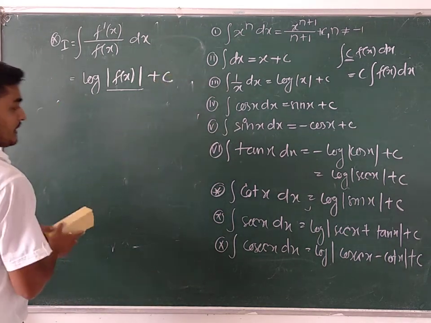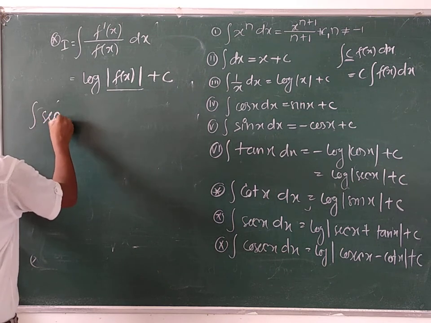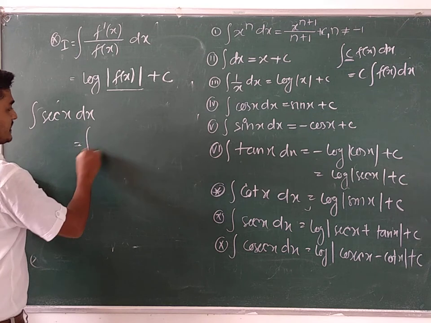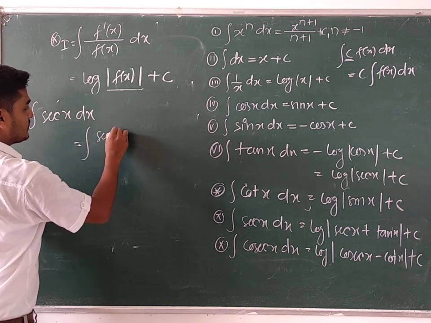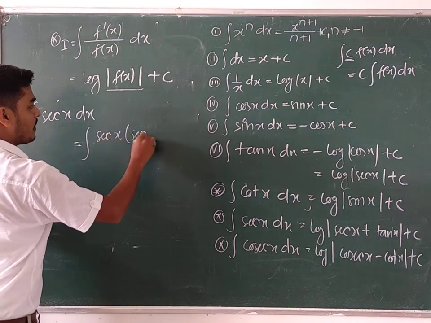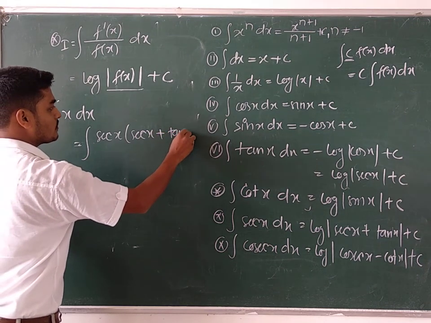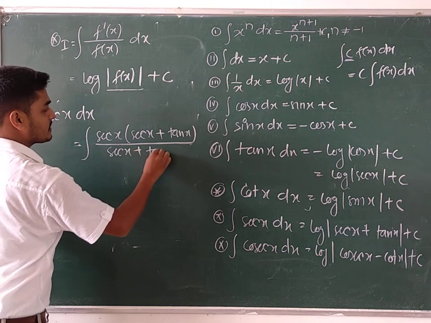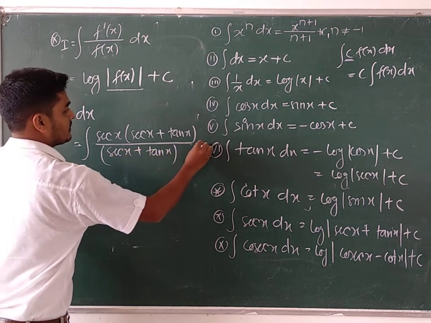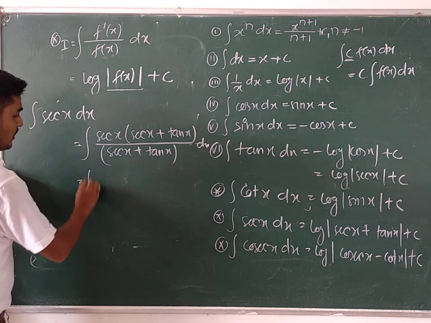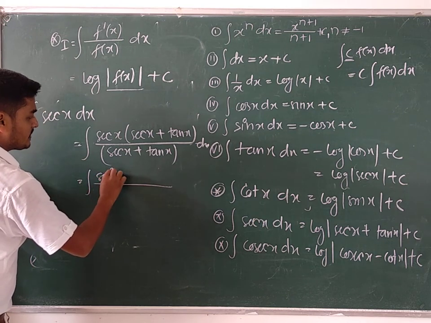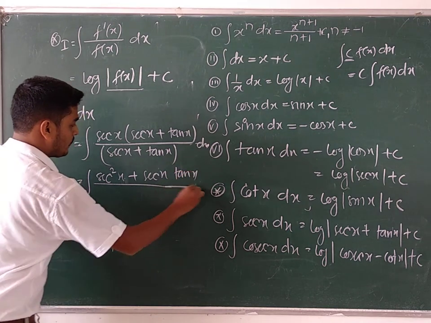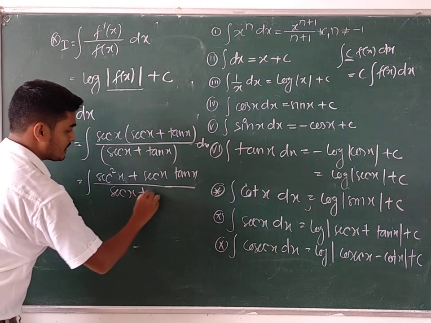So let me explain the integration of sec x. It will be better. Integration of sec x dx is equal to, clear? This expression can be written as sec x plus tan x whole divided by sec x plus tan x, dx. Now in the numerator, it will be sec square x plus sec x tan x, whole divided by sec x plus tan x.